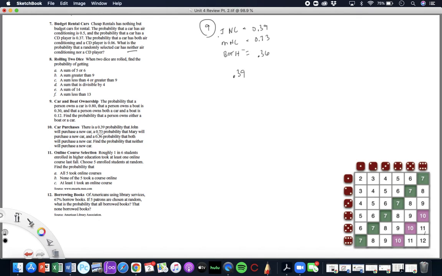So we have the probability of, in this case, John, right? Sorry, where are we at on this? This is number 9. Probability that, hold on. Darn it, I think I'm doing number 10. I apologize. I'll come back to 9. Okay.